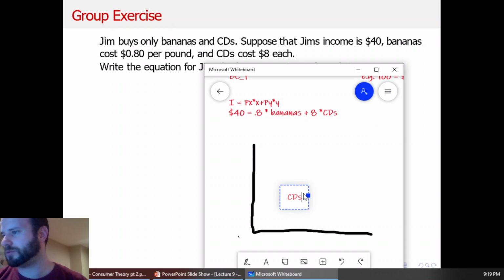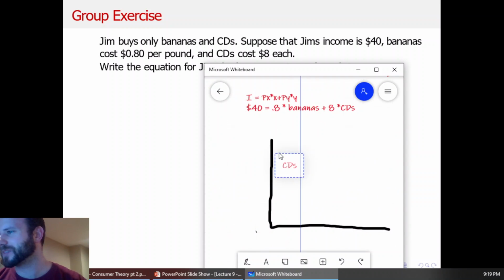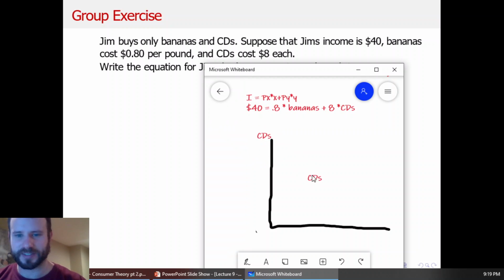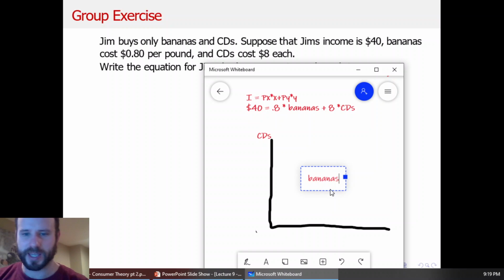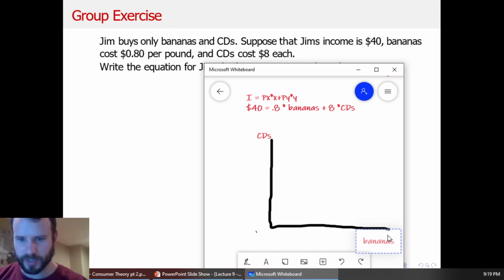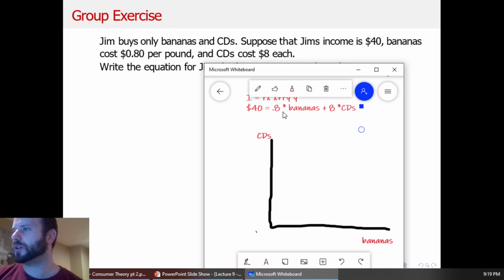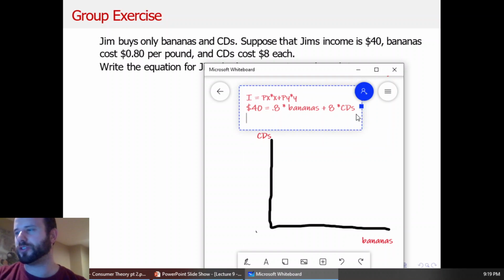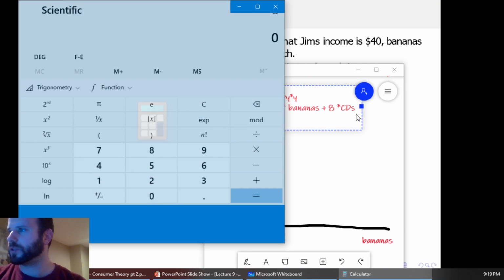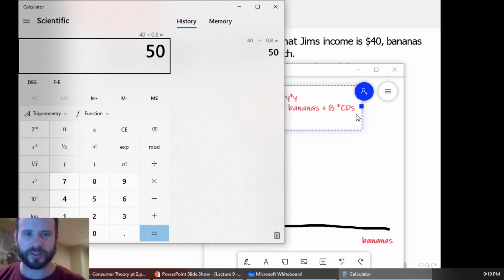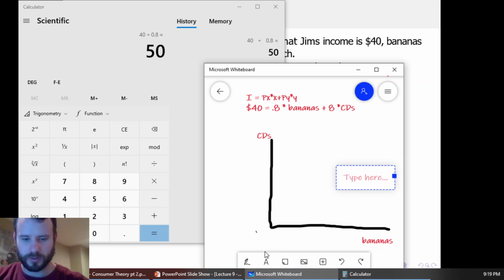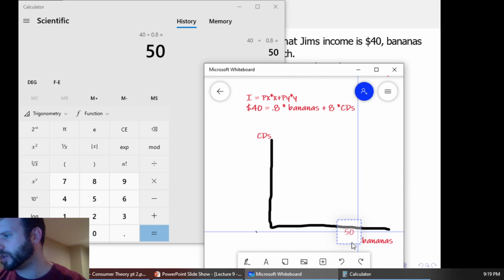All right, so we got CDs on whatever axis I just said it was, I guess Y. Doesn't matter. The goods can go on whatever axis. Doesn't really matter unless I ask you to put one on one and the other on the other. Bananas. Okay, this axis is bananas. All right, so what's the maximum amount of bananas that he can consume? 50. So if we take a calculator and we divide 40, our income, by the price of bananas, we get 50. Okay. So 50 down here. And then the CDs will be 5.